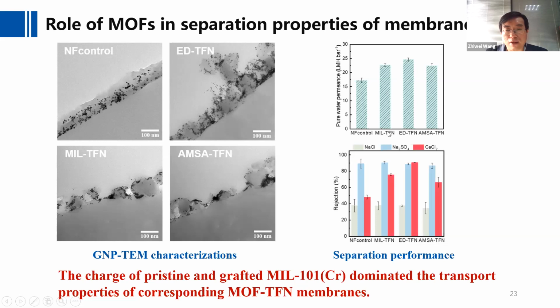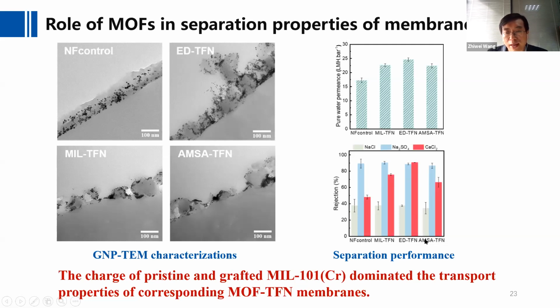And then let's look at the pure water permeance. You can see here, after the incorporation of the three kinds of MOF particles, the water permeance of all of them increased. And then we took a look at the rejection, here is calcium. You can see here for the ED-TFN, it means the internal pores were further modified with an amine group. The rejection of calcium increased dramatically compared to the control.